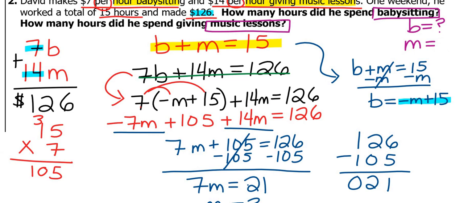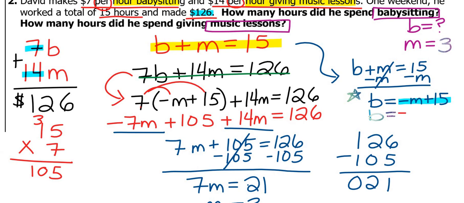The answer here is 3: 3 hours giving music lessons. Now we have to figure out the number of hours babysitting. So let's go back to here where we said b, the number of hours babysitting, is equal to negative m plus 15. Let's solve by plugging in for m now that we know what it is.